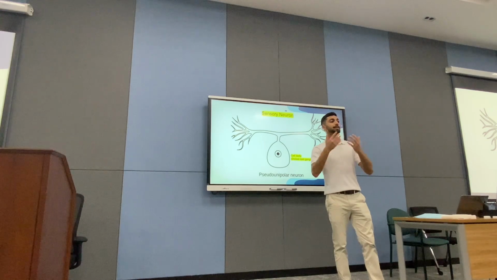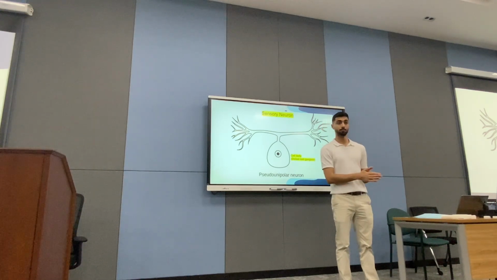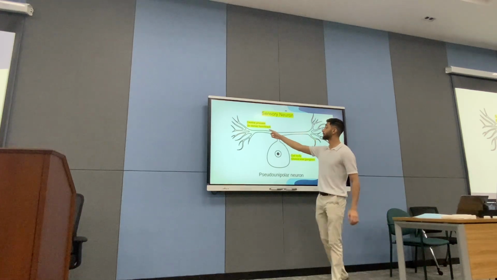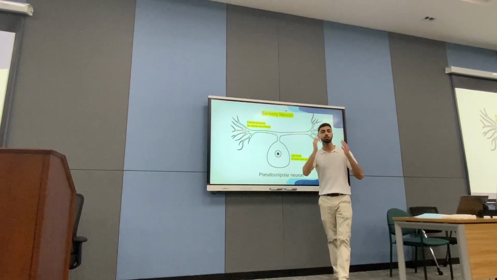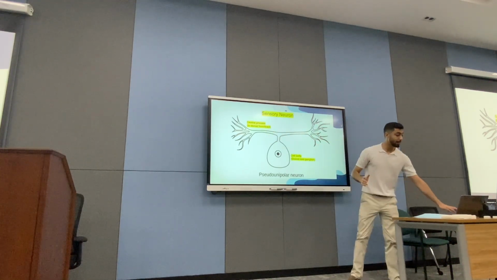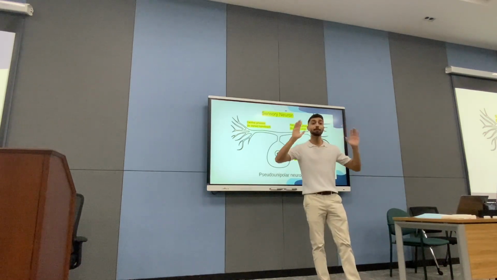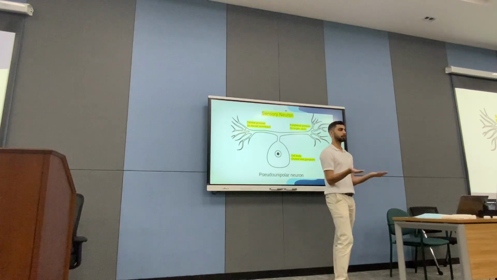The central process, where does it go? CNS. To the CNS, to the spinal cord, the dorsal horn particularly, or the dorsal tract. This is the central process. The peripheral process, however, goes either to the skin, supplying the dermatome, or the organ, like for example, the stomach.